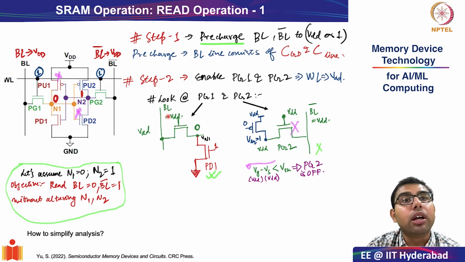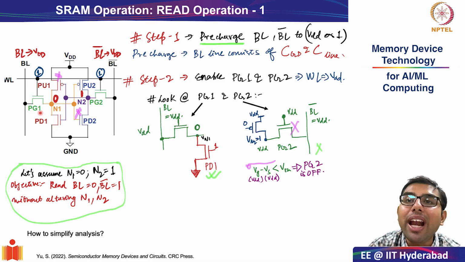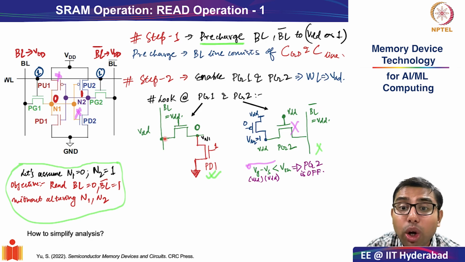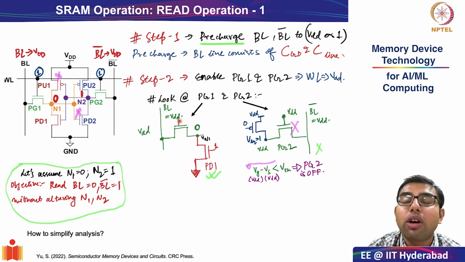Let's look at the internal voltage nodes at each point of this coupled transistor pair. What is the coupled transistor pair? You have PG1 and you have PD1. So here the bit line, or the drain of the PG1, is VDD. The internal node is 0. Right? The internal node is 0. What is at the word line, or the gate of the transistor?